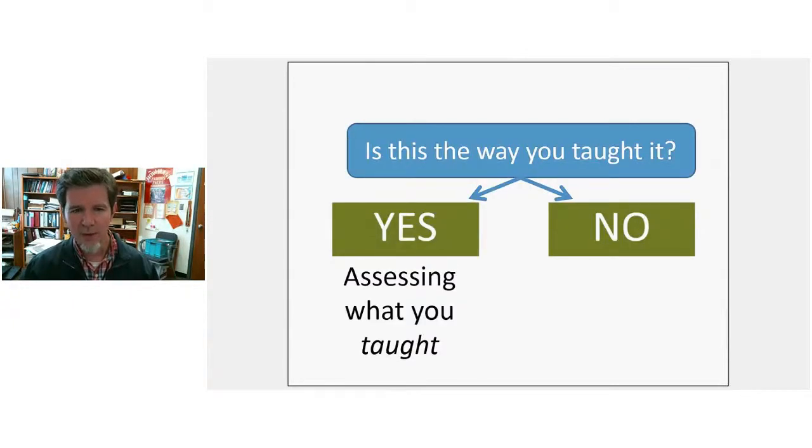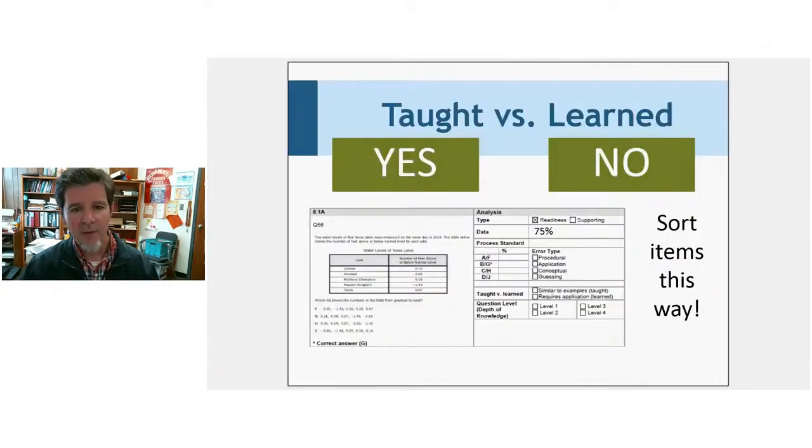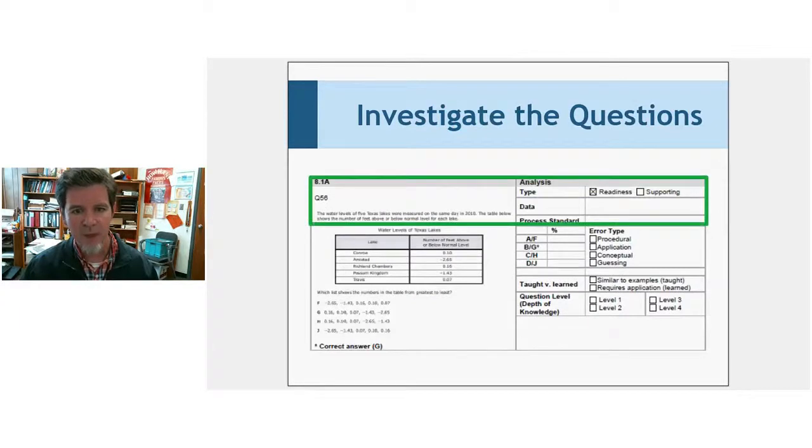Why would you want to do that? Well, just to sort of separate out the ones that are an assessment of the way you taught it, or the ones where kids had to apply something that wasn't really part of the classroom instruction, right? What they learned, what they can apply, might be in the other pile. There's a spot on those lead forward documents to let you check a box for that. It says taught versus learned. Are these similar to the way that I taught it? If so, that would be like a yes. Or do they require application? If so, that would be a no. And you can take your items and put them into two piles like that. Why? It's to compare the results and see what you get.